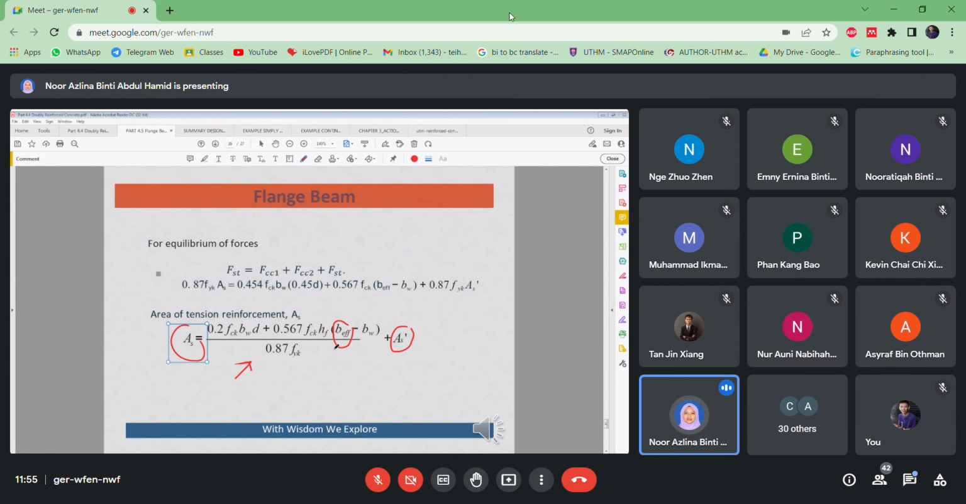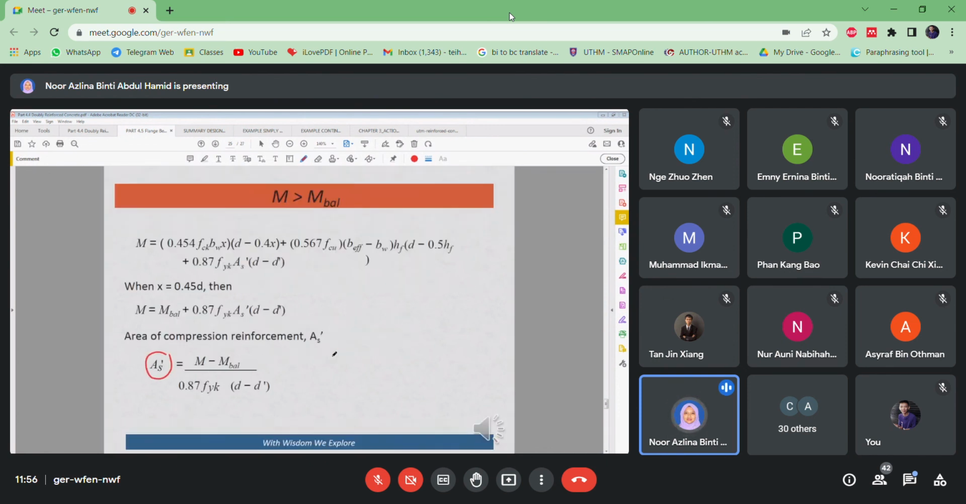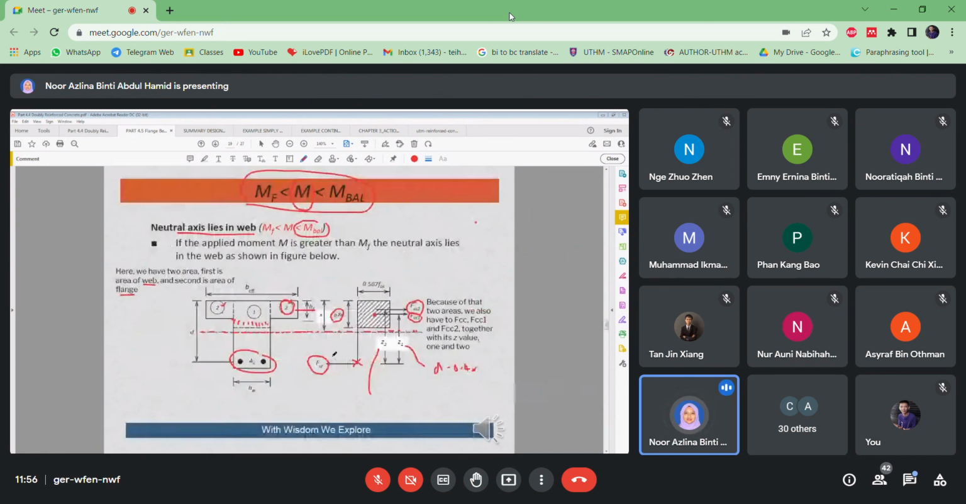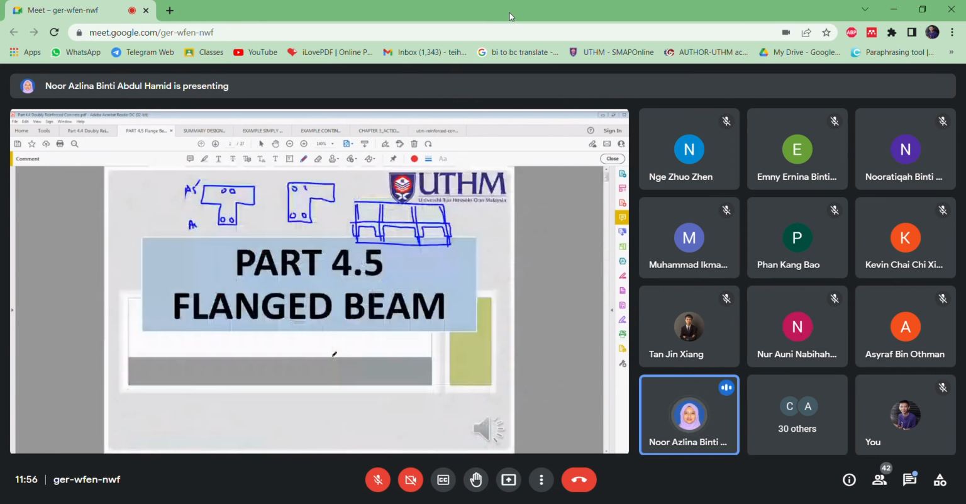Okay, so make sure be careful once you do the calculations. Okay, so dia akan melibatkan, rosakkan calculation yang seterusnya. Habis. Okay, settle for flange here. You need to understand how to determine the B effective first. So once you dah complete, okay, so that means you have already complete for this flange beam.